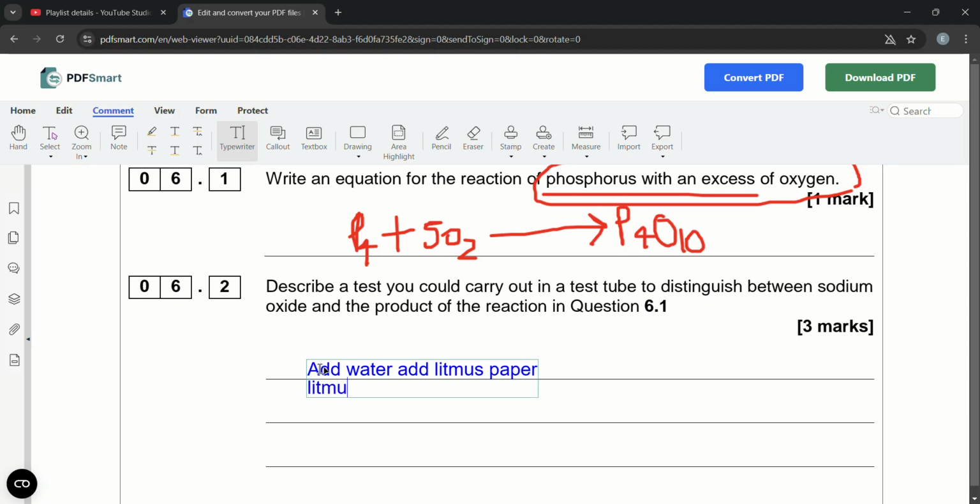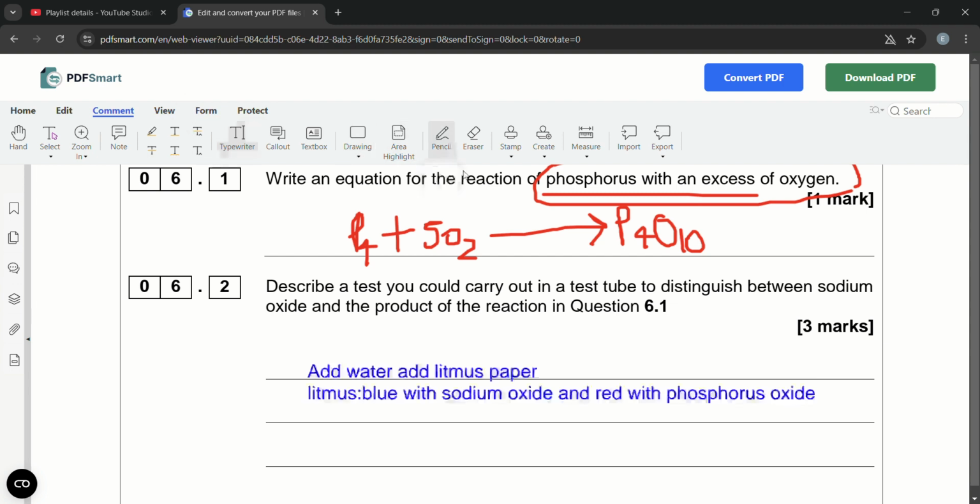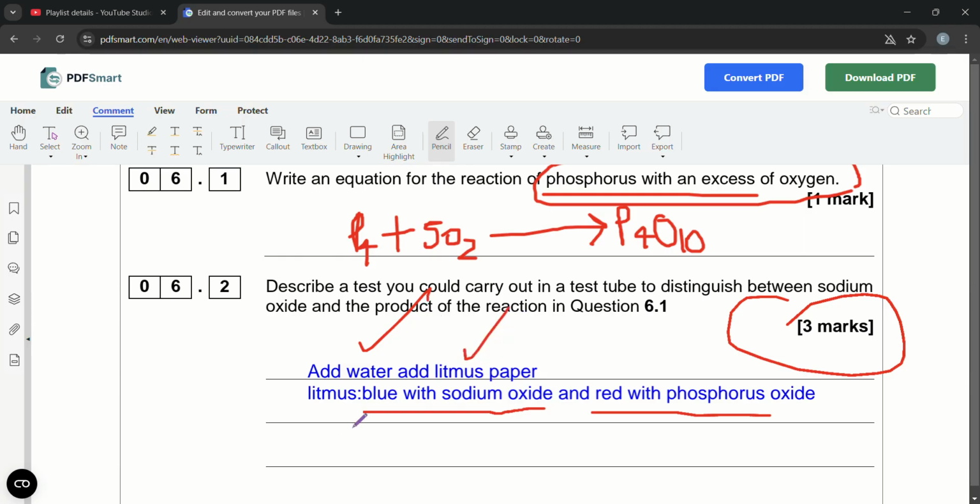and litmus turns blue with sodium oxide and red with phosphorus oxide, so you can distinguish between them, because you know phosphorus oxide gives red and sodium oxide gives blue. 3 marks. So add water, add litmus paper, blue with sodium oxide and red with phosphorus oxide. 3 marks.